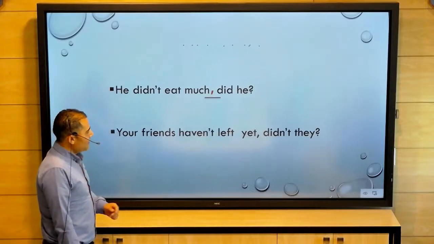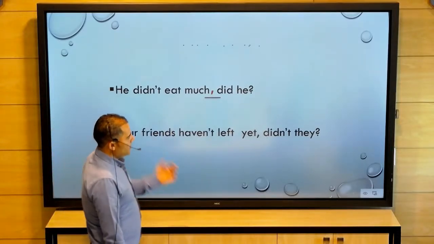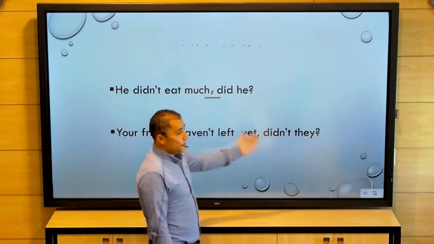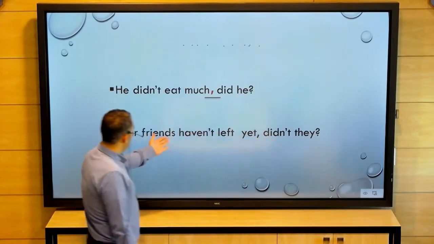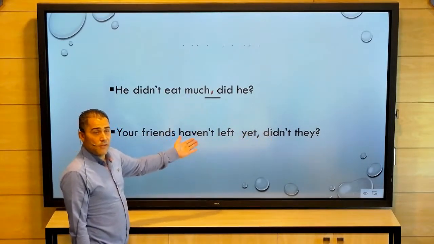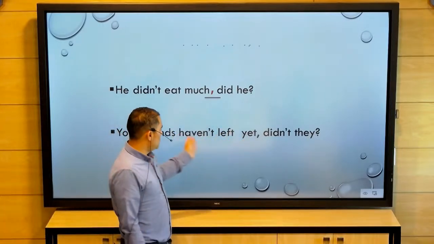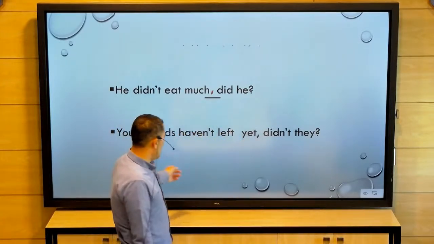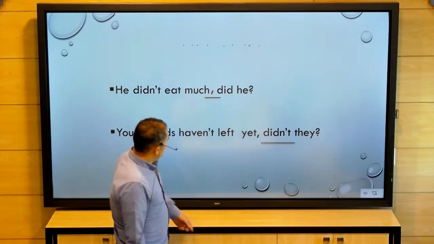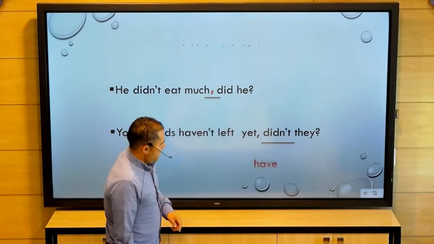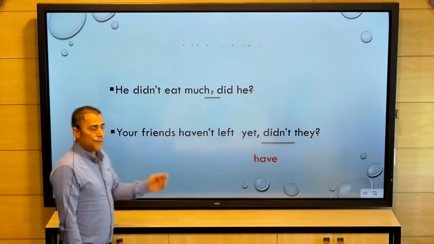Your friends haven't left yet, didn't they? Here we have the verb didn't, but we already have haven't, which is an auxiliary. So there's no need to bring didn't. We also already have the auxiliary verb have. So it will be have they. There's no need to bring didn't.